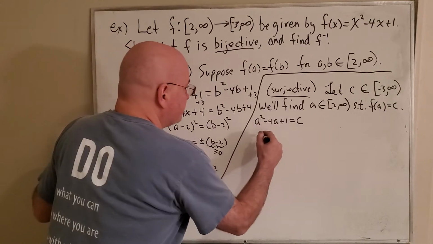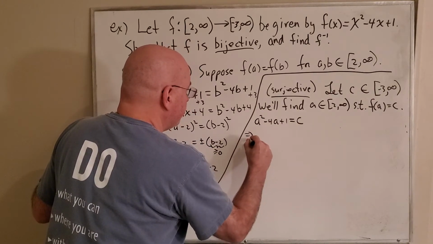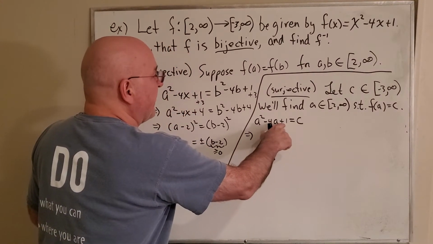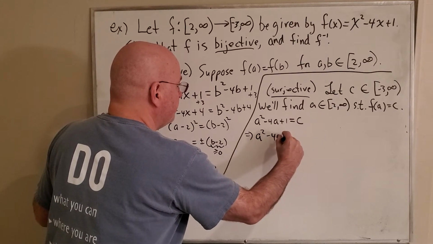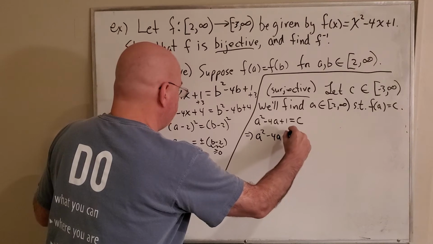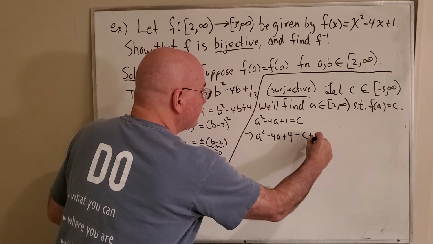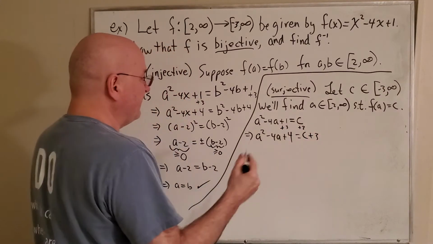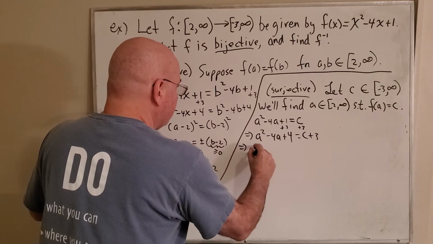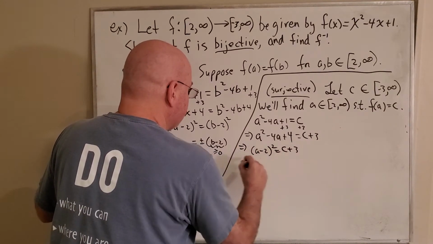I'm going to work down here. I'm going to turn that back, I'm going to add 3 to both sides. So A squared minus 4A plus 4, just like we did over there, is equal to C plus 3. Why did I get that? I did plus 3 there, and I did plus 3 there. Now, it makes it kind of easy. That's A minus 2 squared equals C plus 3.